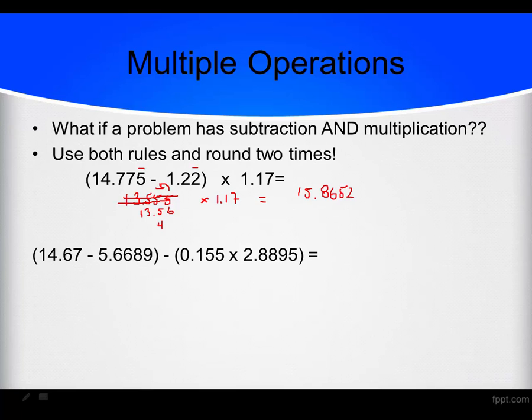It looks like there's 4 sig figs in the number 13.56, and there's 3 sig figs in the number 1.17. That means I'll be rounding to 3. So the 6 is going to round that 8 up, so my ultimate answer is going to be 15.9. A lot of work, right? Hmm, 13.56 times 1.17? Check your decimal.